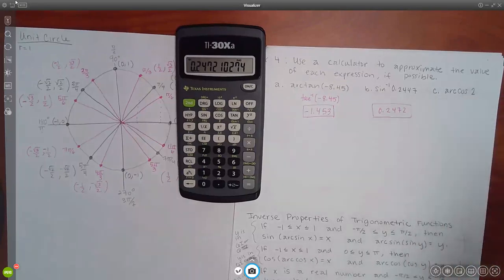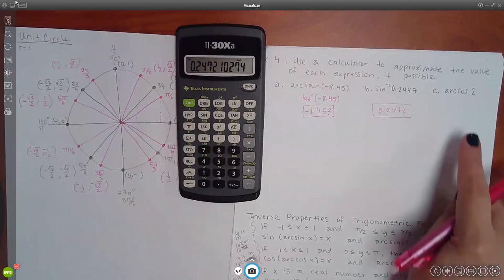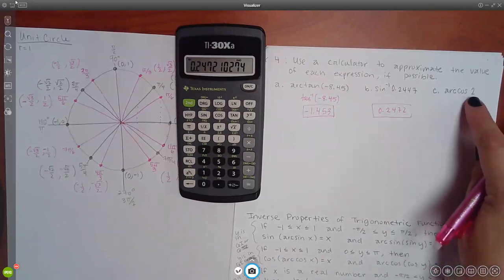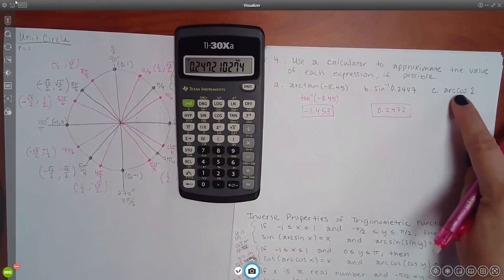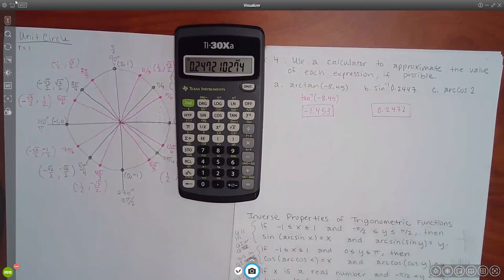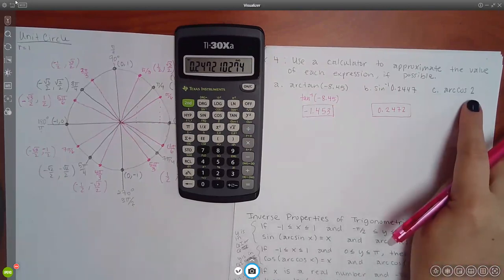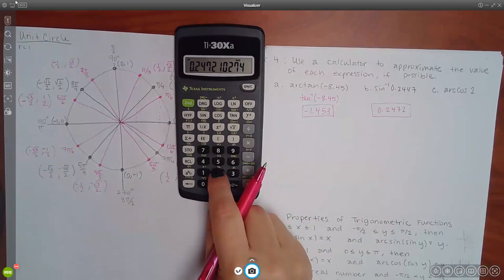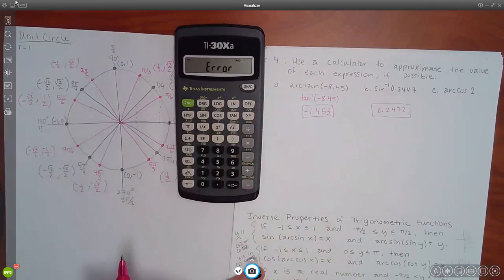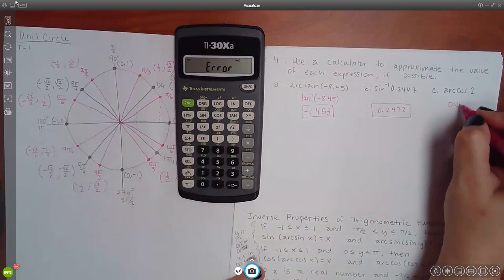And the last one is also in radians because there's no degrees, but I can tell you right now that was bad, right? You're not supposed to have a number bigger than 1 for cosine, okay? We know sine and cosine live between 1 and negative 1. So there's no way it can be 2. But let's put it in the calculator and see what the calculator says. It tells me error. Okay? And so that one, you know, does not exist.